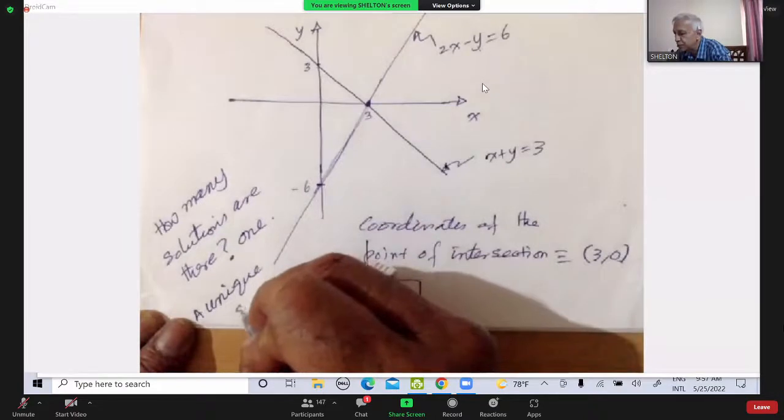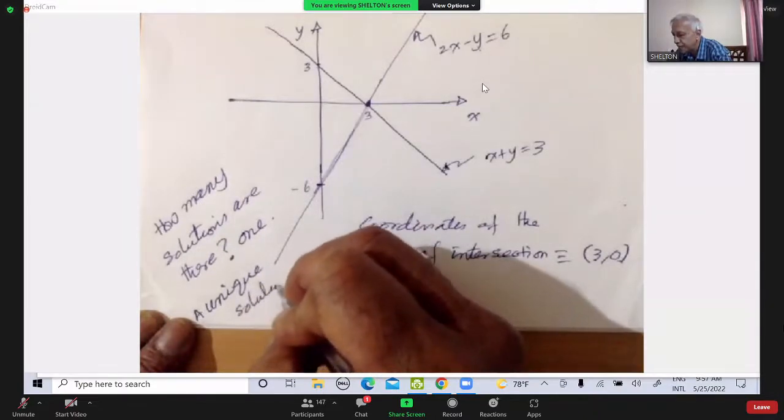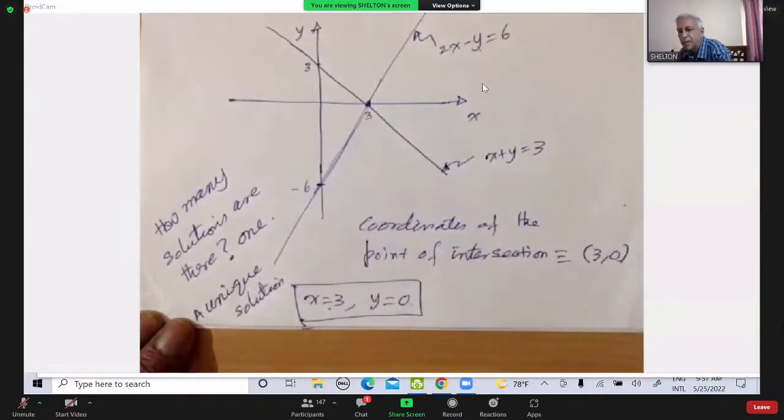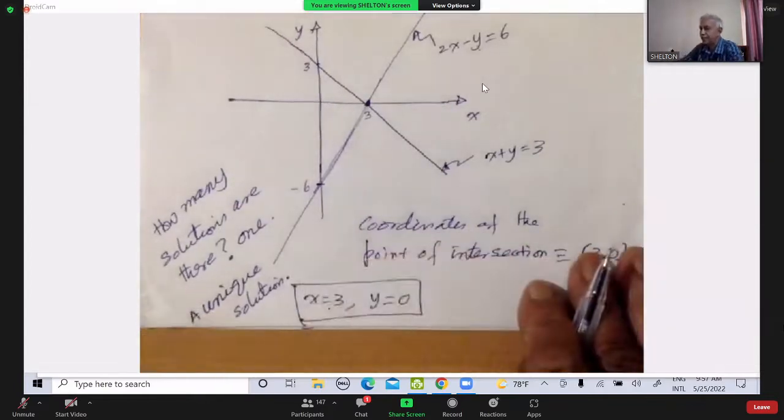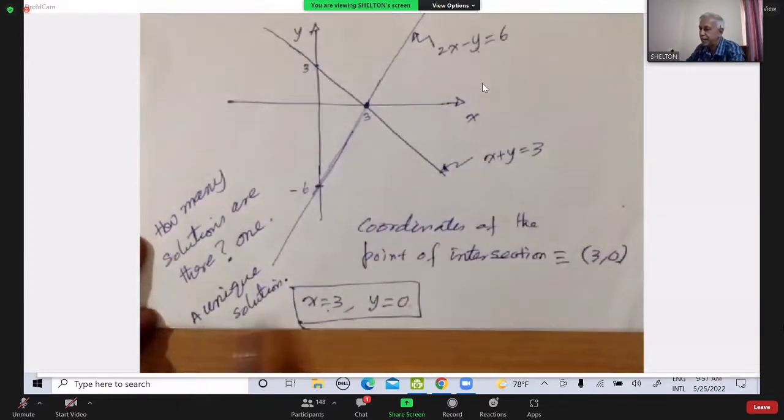A unique solution. I have 3 minutes left for 2 more examples. I'll do that quickly. A unique solution.